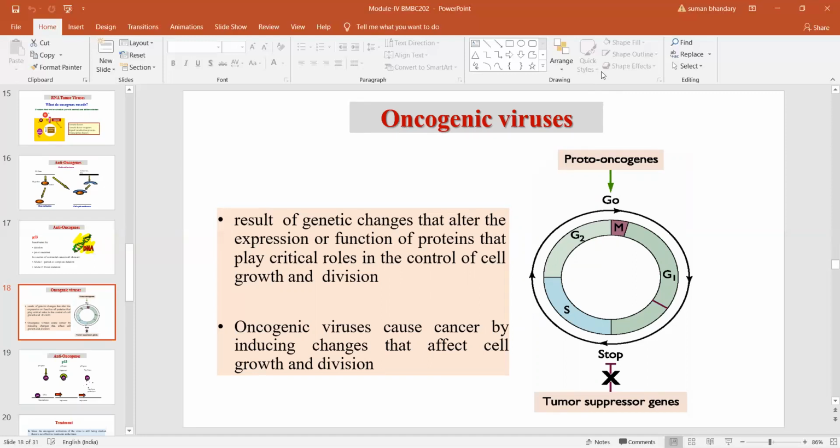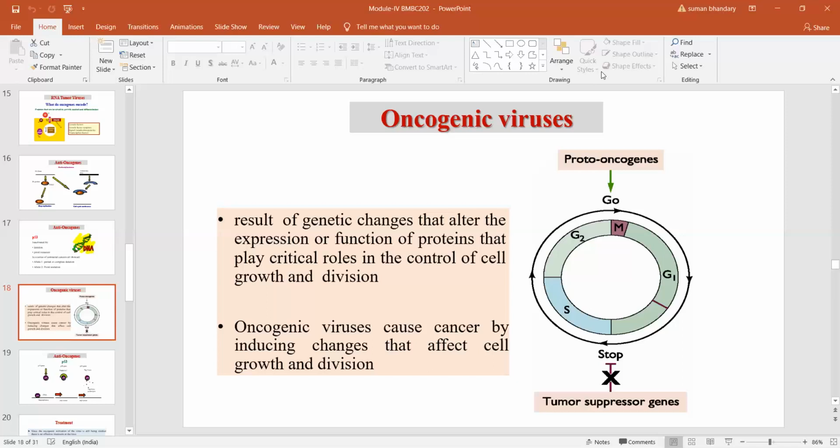What are the critical roles? The critical roles are cell proliferation control, cell differentiation initiation, and control or halt of the cell cycle in cell division. So any kind of mutation of these two genes is actually causing the normal cell to become a cancerous cell. So all the functions will be lost. And oncogenic viruses cause cancer by inducing changes in these two genes that affect cell growth and division.